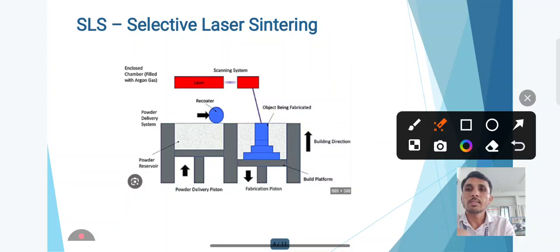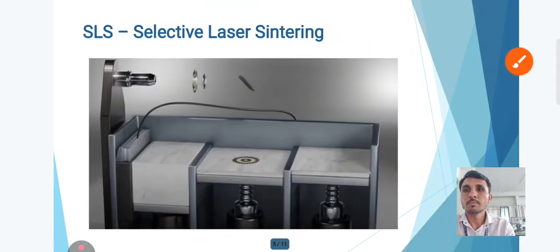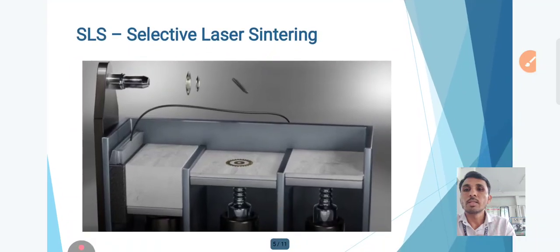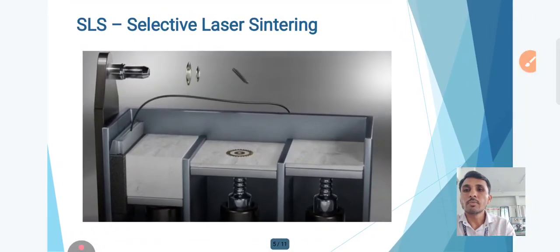Again laser source emits the laser rays, then laser rays are reflected from the XY scanning mirror, and then again it strikes in a particular direction. Thus in this way we get an object. This is 3 chamber SLS. The third chamber is basically for storing excess powder.